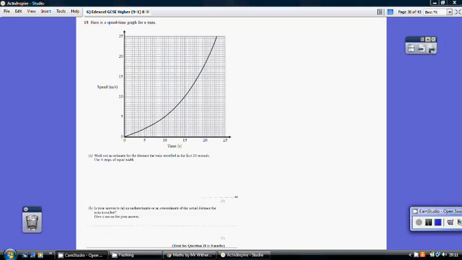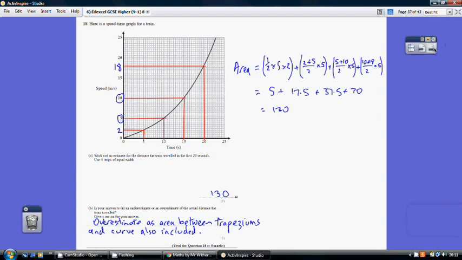Question 18. So we've got to work out an estimate for the distance the train travelled in the first 20 seconds using 4 strips of equal width. So equal width. So our first strip goes from 0 to 5, our second from 5 to 10, third from 10 to 15, and fourth from 15 to 20. Now an estimate for the distance travelled is the area under the graph. So our estimate is going to comprise this little triangle here, then this trapezium here, this trapezium here, and finally this trapezium here. So we've got to add those four areas together.